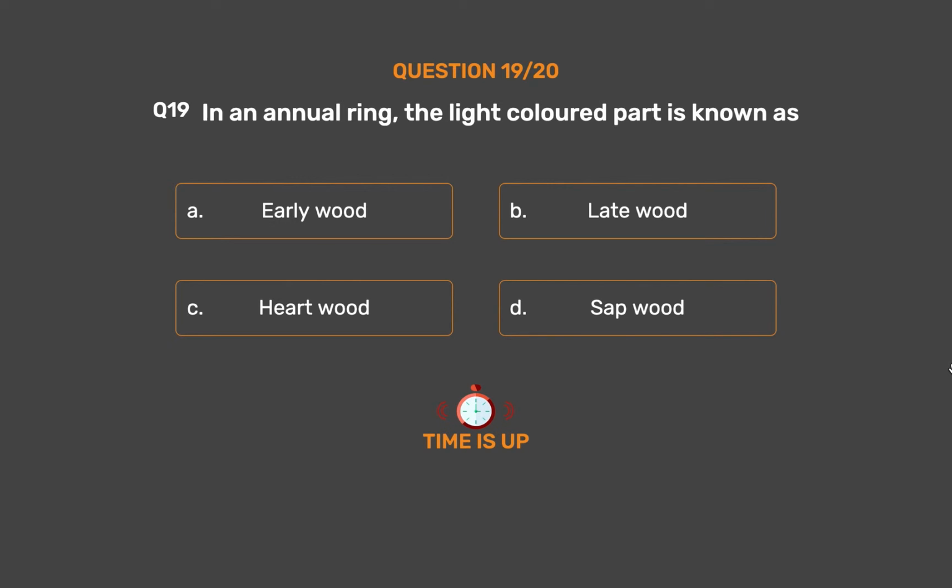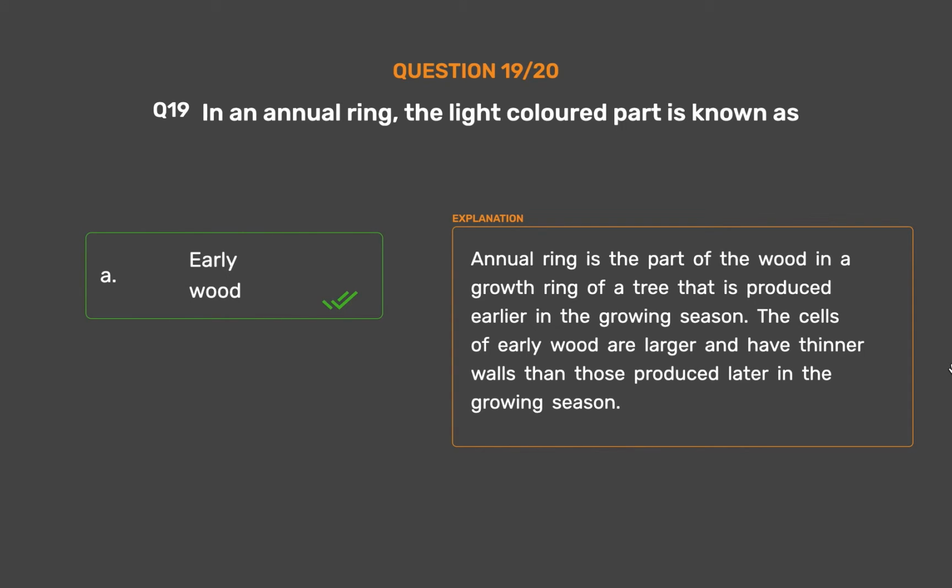The correct answer is option A. Early wood. Annual ring is the part of the wood in a growth ring of a tree that is produced earlier in the growing season. The cells of early wood are larger and have thinner walls than those produced later in the growing season.